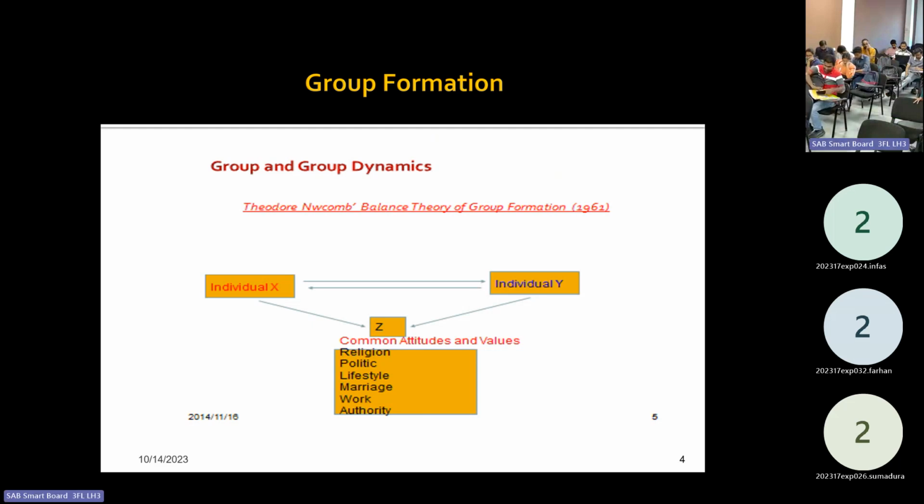Therefore, this theory with this diagram is named as the balance theory. Balance theory of group formation. What should be balanced by the individual members? Balancing means they need to have common attitudes and values. The members need to have common attitudes and values. Then only they can form and continue the group.